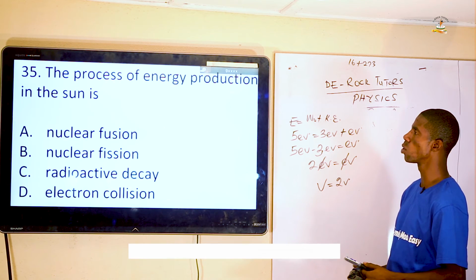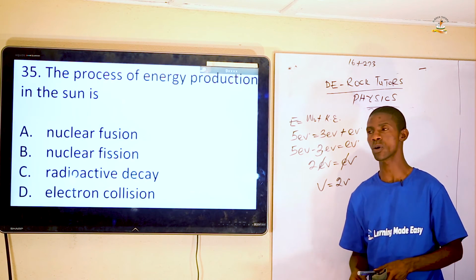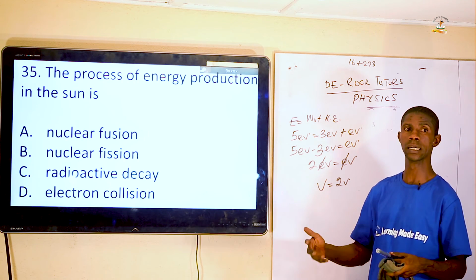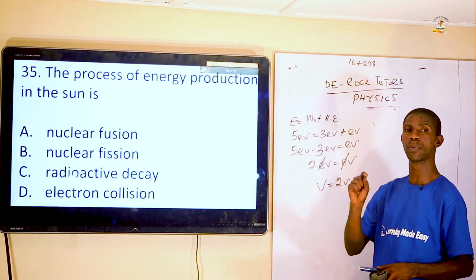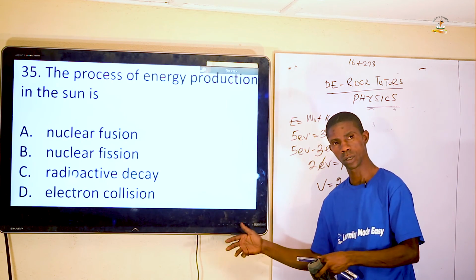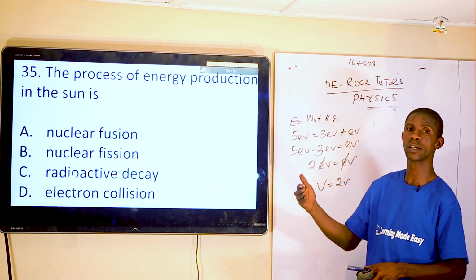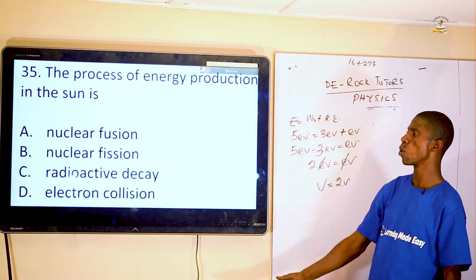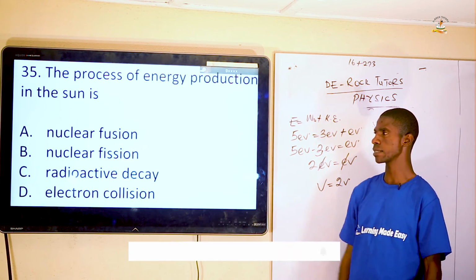So the next question goes this way. The process of energy production in the sun is nuclear fusion, where we are bringing two nuclei together to release heavy energy. In the case of fission, we are breaking down the nucleus of a radioactive element, giving us daughter nuclei. If we have radioactive decay, we are breaking down a radioactive element over time. Then for the process of energy production in the sun, we have electron collision, which is option D, as the answer to that question.